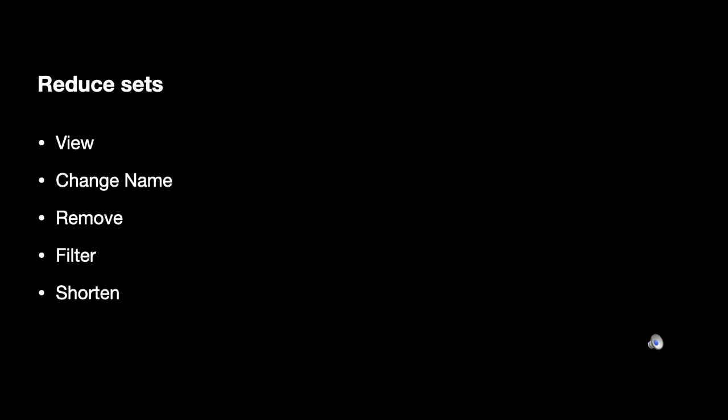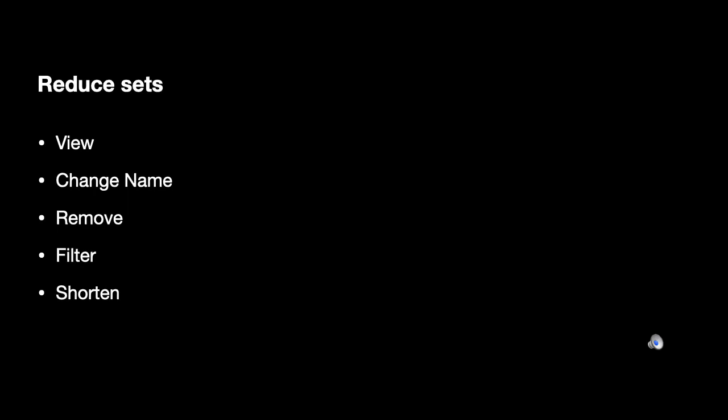So next in the list of objects came reduct sets. Reduct sets are basically used for preventing redundant information and grouping the attributes in such a way that groupings can be distinguished in the various formats, and there might not be any type of redundant grouping. The very basic commands are view, change name, remove, filter, shorten.